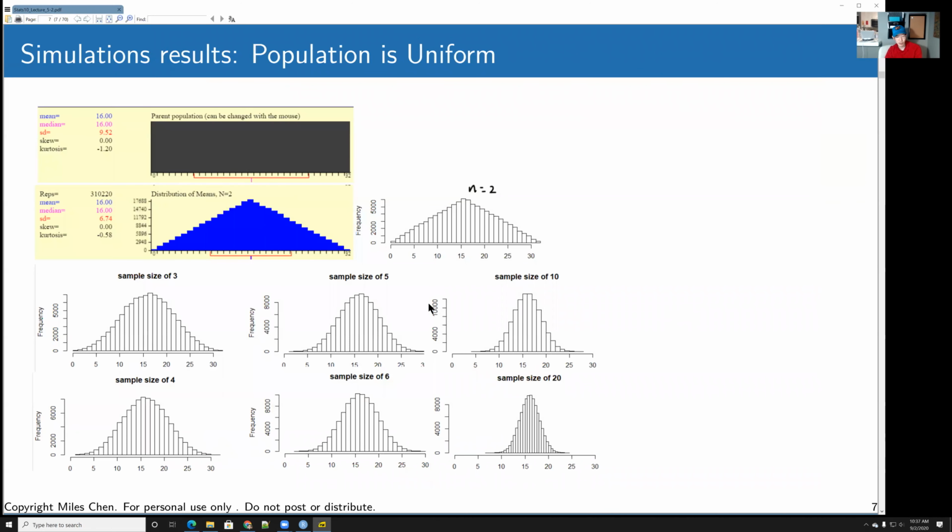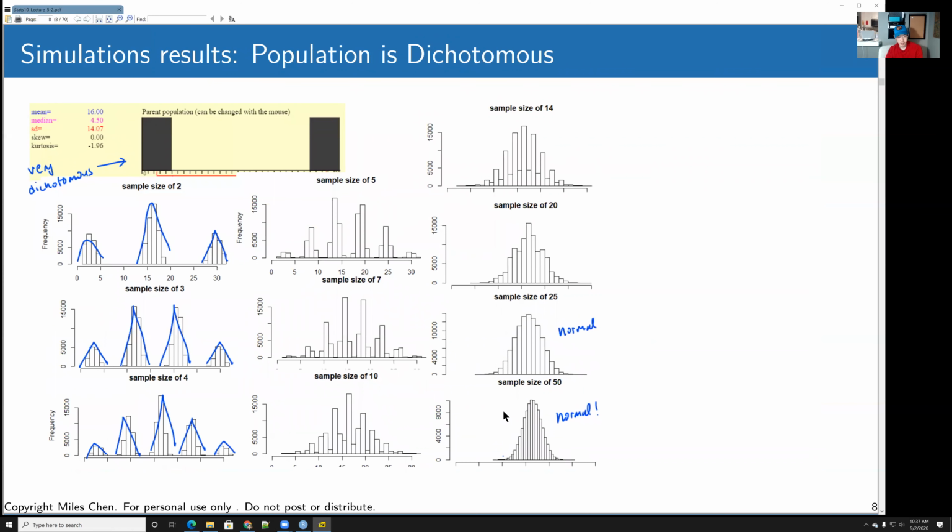And even when the population was not normal, we saw the same kind of phenomenon. As n got larger, our spread kept shrinking and shrinking. Even in our dichotomous population, this one will have the most amount of spread, and as we increase our sample size, the amount of spread shrinks and shrinks.